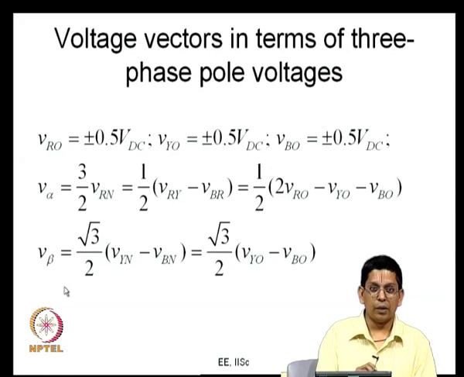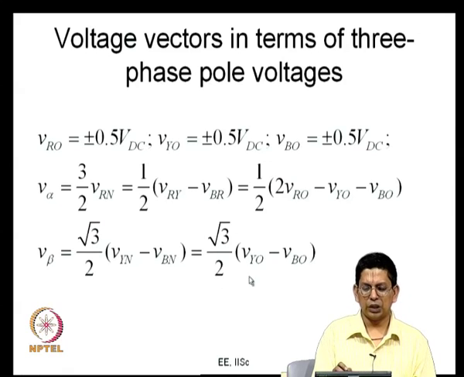Then, how about V beta? V beta is root 3 by 2 times VYN minus VBN, and VYN minus VBN is the same as VYO minus VBO. It is basically the difference between the potential at Y, the midpoint of Y phase leg, and the midpoint of B phase leg. Whether the potential is measured with respect to N or O, the difference is the same. So, it is VYO minus VBO. So, here we have V beta, this first part is the space vector transformation.